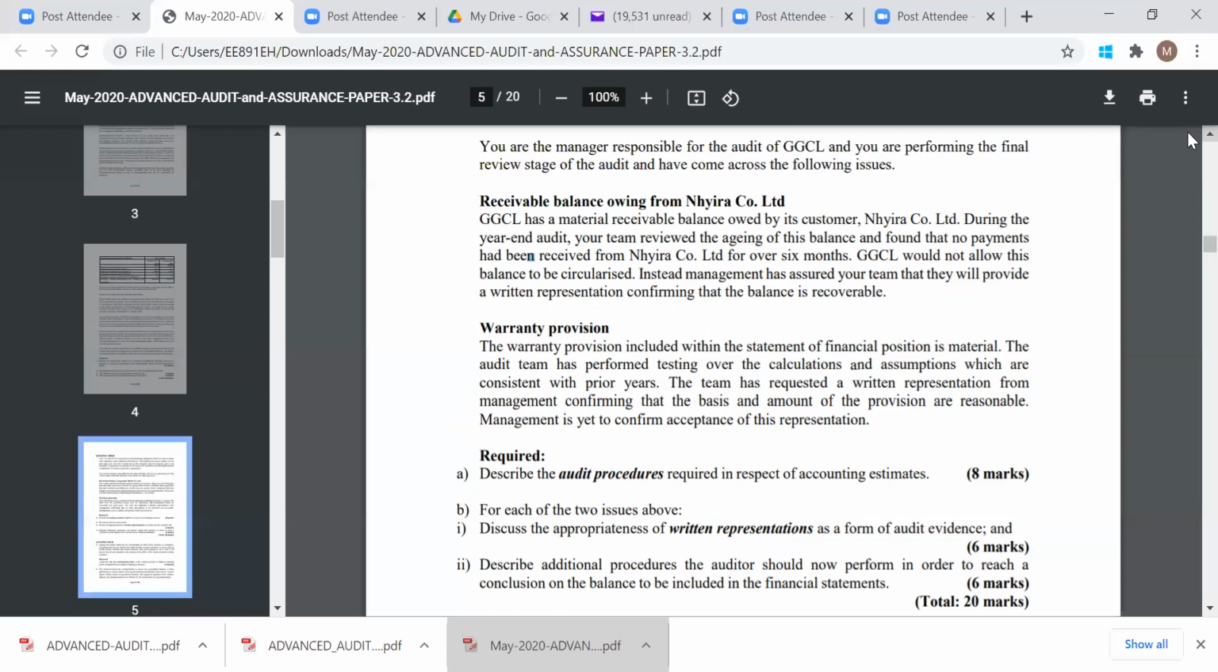Okay. Does anyone have any alternative opinion? Okay, so yes, the written representation for warranty provision will be useful here, when we are looking at warranty claims. But what about receivables?